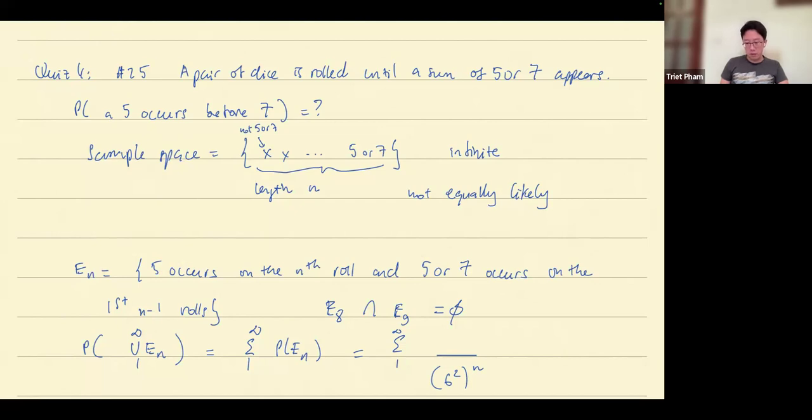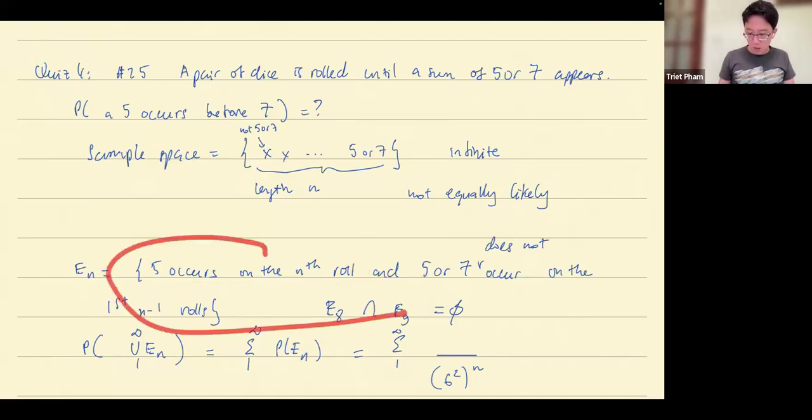And now, what are we interested in? We're interested in the outcomes where a 5 occurs on the nth row, on the last row, and a 5 or 7 does not occur on the previous ones. Okay. So how many ways can this happen?